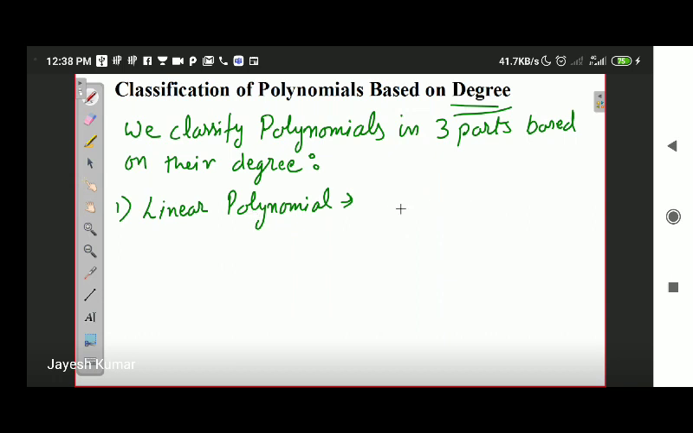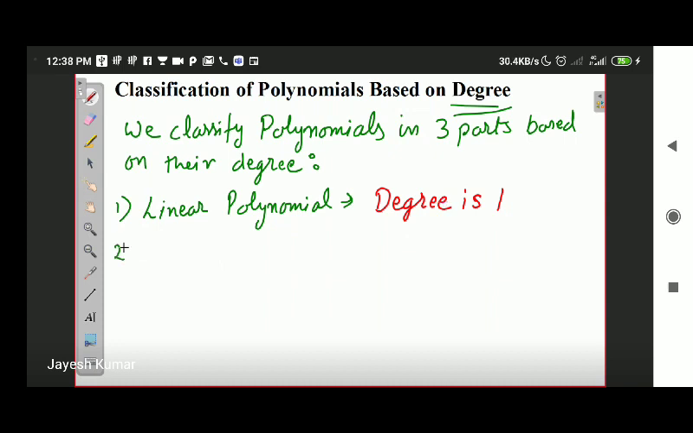So I'm just simply writing it out. For linear polynomial, degree is 1. That means the highest power of any variable in the given expression is 1. Then it will be called a linear polynomial.